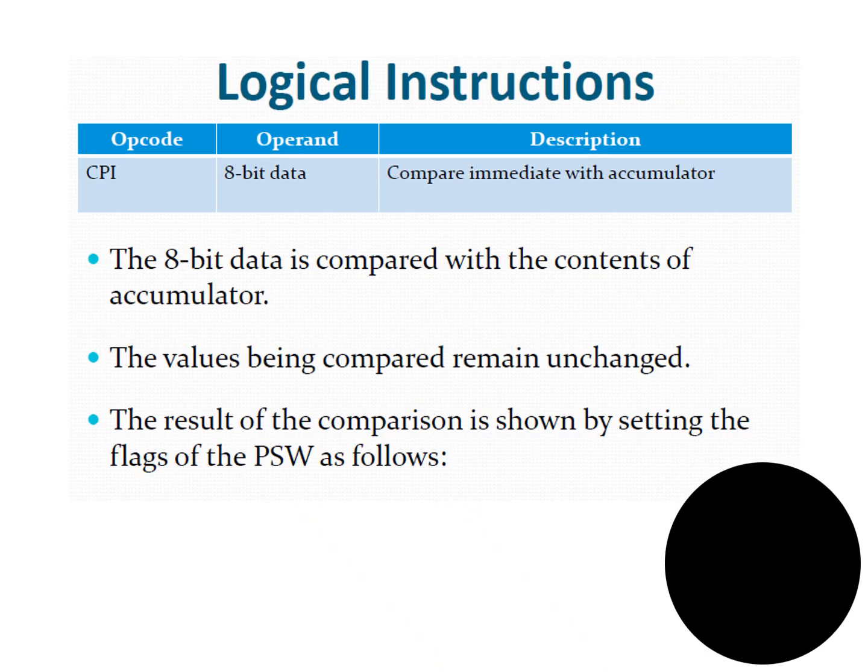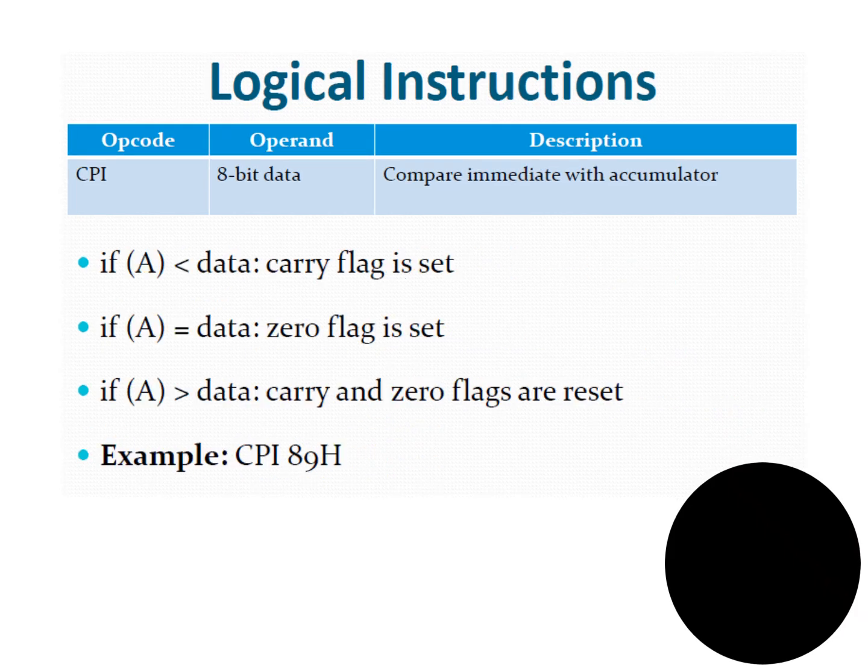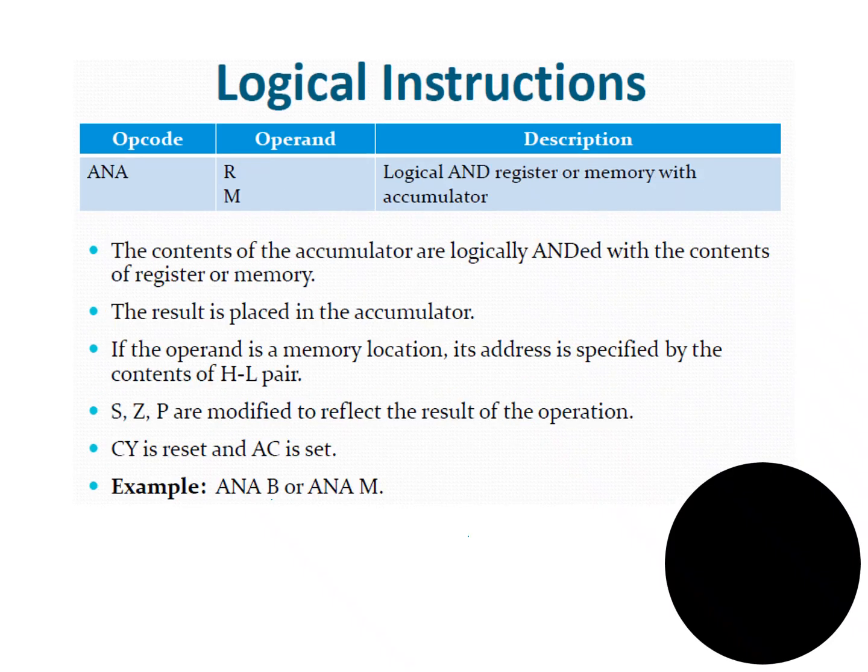And similarly, CPI 8-bit data means it is an immediate data. Similarly, the same thing applies: the content of the accumulator will be compared with the immediate data which is mentioned directly in the instruction.